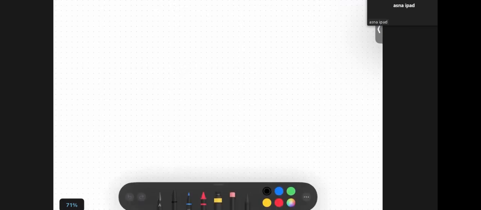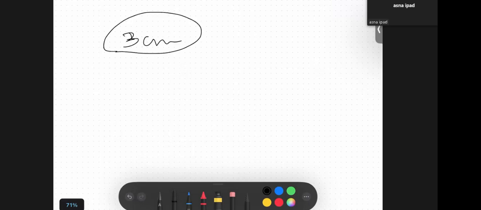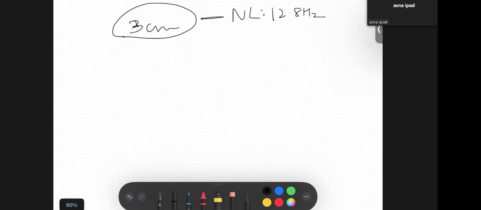Imagine you are at a depth of 3 centimeters on the screen. Okay, 3 centimeters. The calculated Nyquist limit comes around 12.8 kilohertz. This is calculated using the physics behind it, and I'll not go into that. I would recommend you all to see a YouTube video for it and understand how I calculated it.